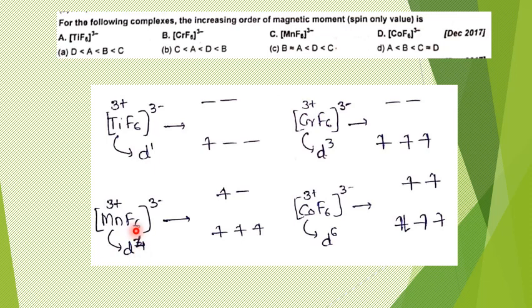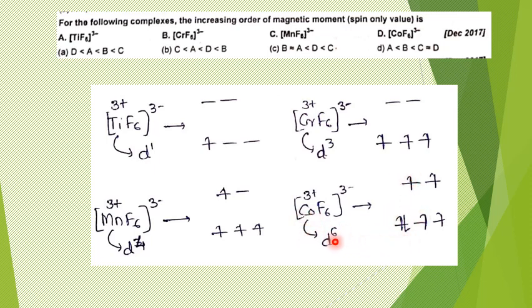And the next one is Mn in the +3 state. When Mn is in the +3 state, it will be a d4 system, and in a weak field it will give this distribution. Therefore, 4 unpaired electrons. And the last one is CoF6 3-, with Co in the 3+ state. See, F being a very weak ligand, in this case it should be a high spin complex, and therefore the 6 electrons have been distributed this way.